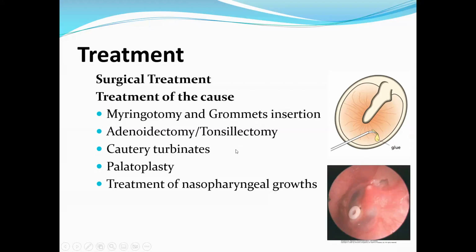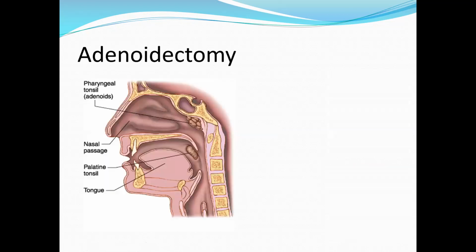So then treatment of the cause. If there are adenoids, adenoidectomy, tonsillectomy is advised. If there are turbinates, removal of the turbinate, then treatment of the cleft palate is very important. So if there is growth in the nasopharynx, treat the growth. So adenoidectomy is done through the oral cavity, we remove the mass.